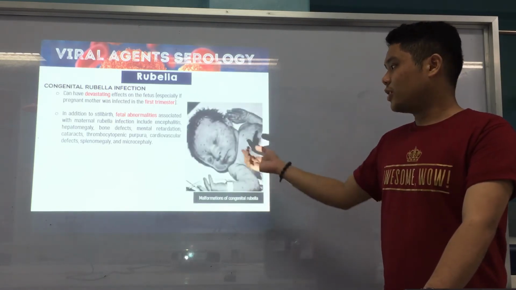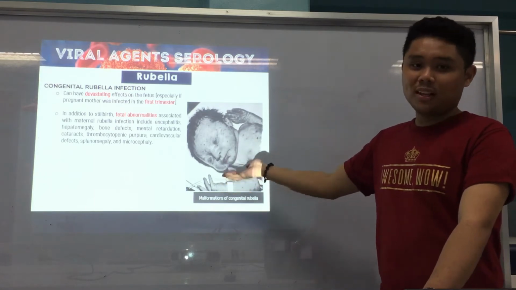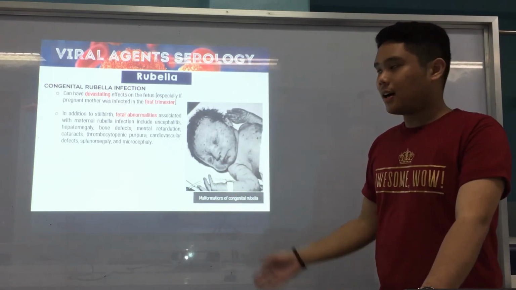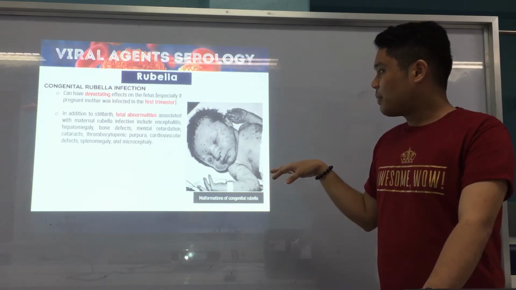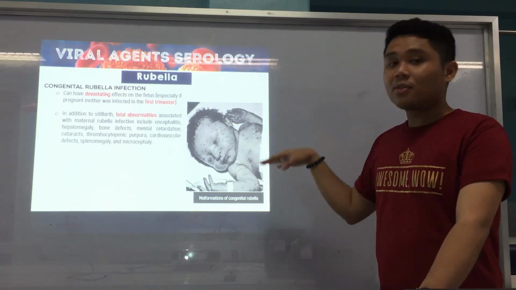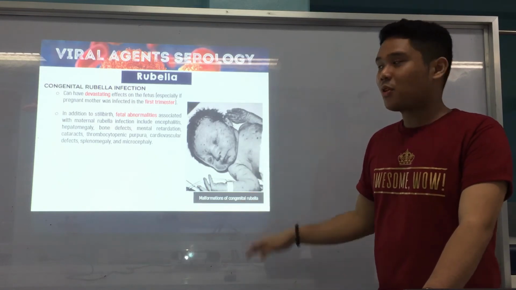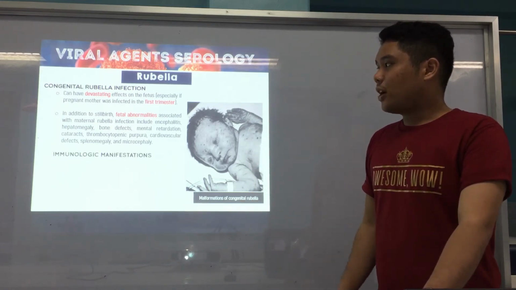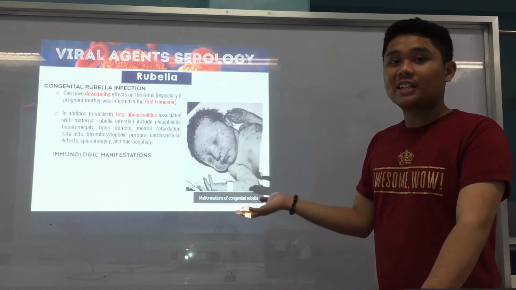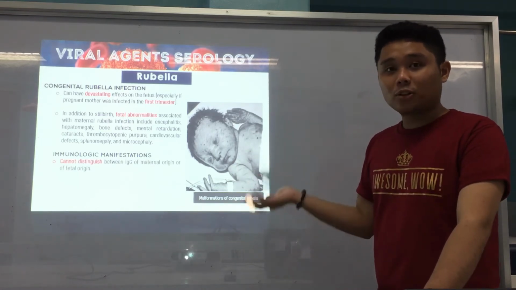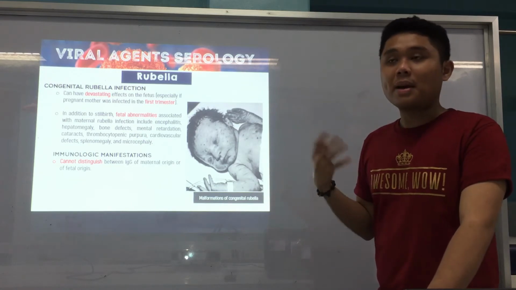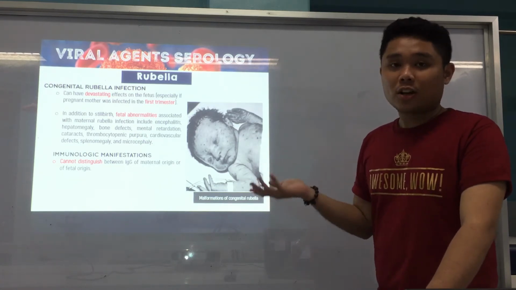Here's an example of a newborn baby with rubella infection from birth. The malformations are not very evident, but there are congenital malformations. And for immunologic manifestations in congenital rubella infection, we cannot distinguish between IgG of maternal or fetal origin because IgG can cross the placenta.